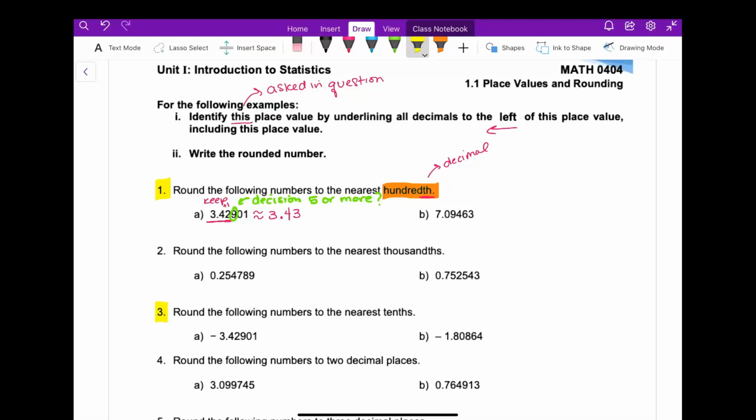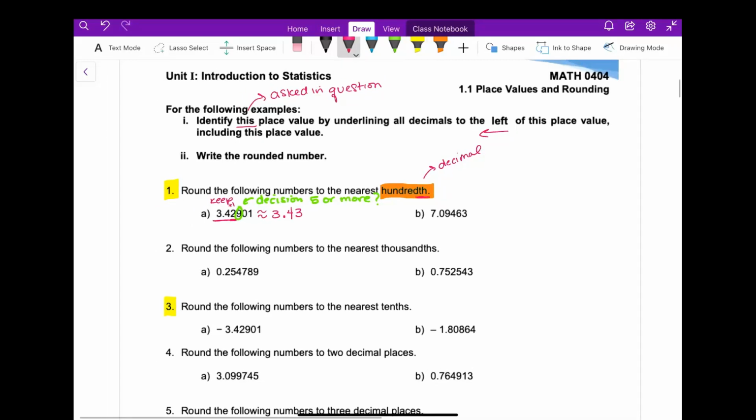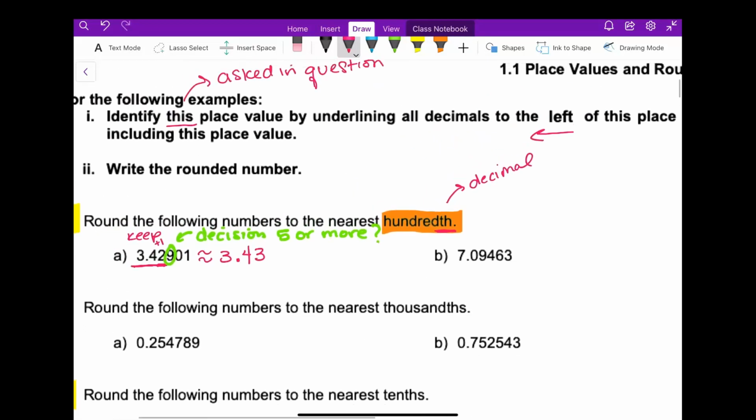Beautiful. Let's do the next one. We're still doing the hundredths, right? So it's the 2 decimal places. Let's underline our hundredths place, which is the 9. And then we're going to go to the left. So we have 7.09. These are the ones we're going to keep. And then we're going to circle immediately to the right. And this is our decision. We look at this number to make a decision.